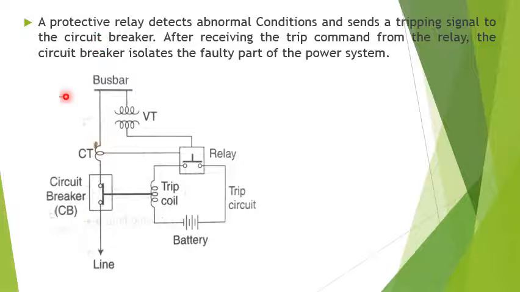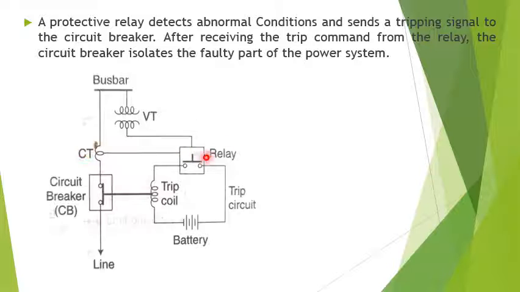Here, this is what we are looking at, the relay part and the circuit breaker. The relay is going to detect some abnormal condition and send a tripping signal to the circuit breaker. After receiving the tripping command from the relay, the circuit breaker is going to isolate the faulty part of the power system. This is the current transformer, this is the voltage transformer. These are the two transducers which are connected to the relay.